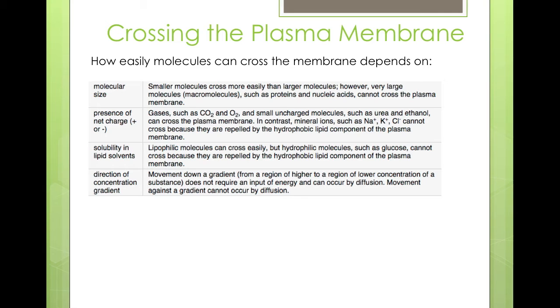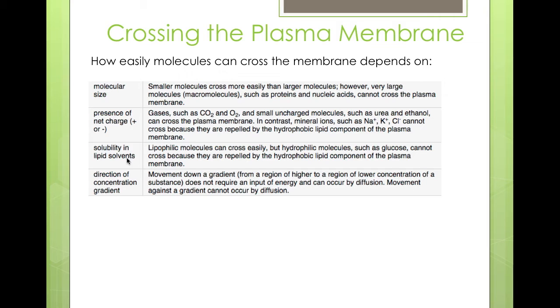The next one, solubility. How soluble something is in lipids or in fats will also determine whether or not it can move across. Glucose, for example, cannot cross because it gets repelled by the hydrophobic lipid component. It's small, but it's not soluble in lipids, and so it doesn't cross that boundary because the lipid bilayer stops it from going through. It has to go through the protein channels, okay?